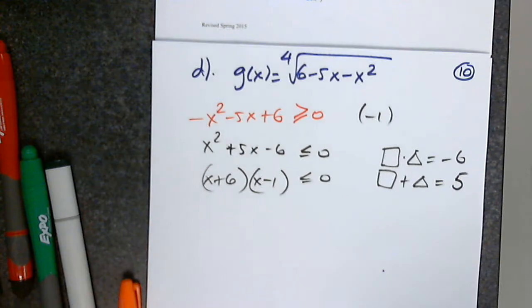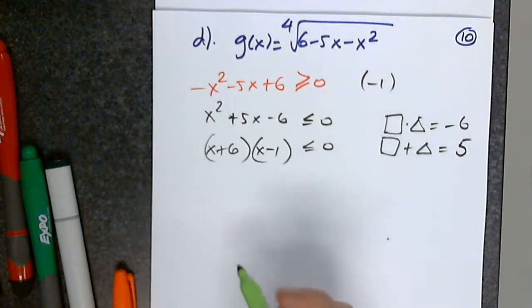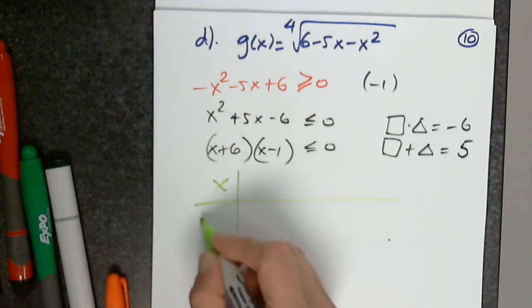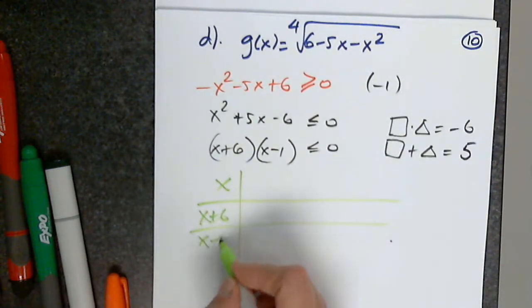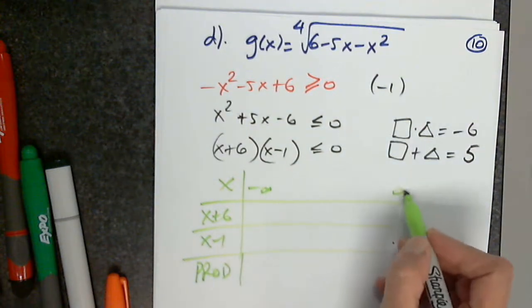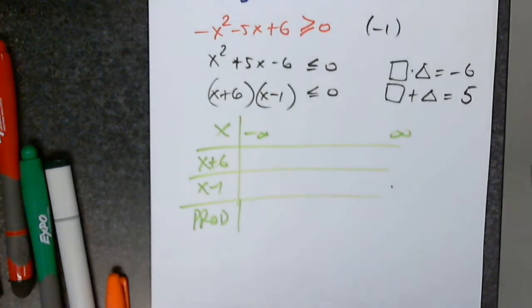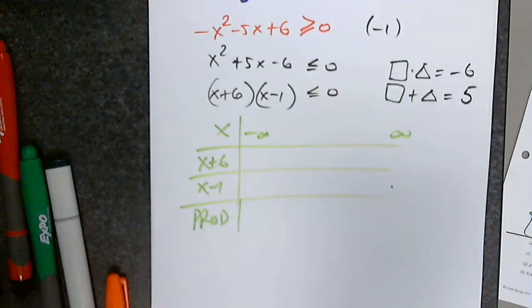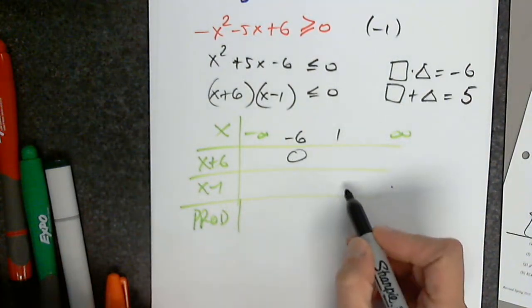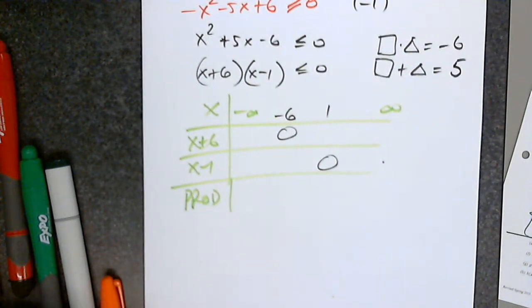Does the fourth root come back into play? We're looking for the domain. We're not doing anything with the function. We're only trying to find its domain. So x plus 6, x minus 1, and the product. Which numbers go in the chart? Negative 6 and 1. See how useful this is? It's even used in finding the domain of a function.